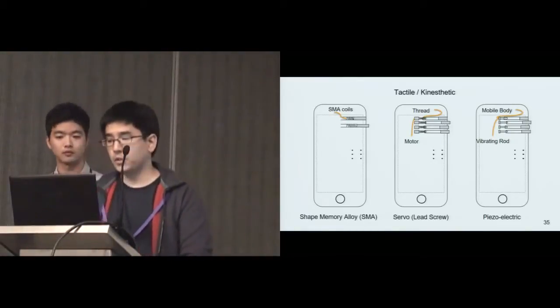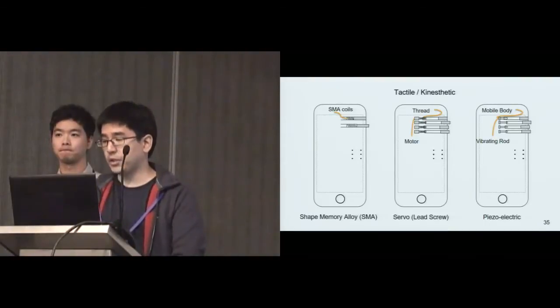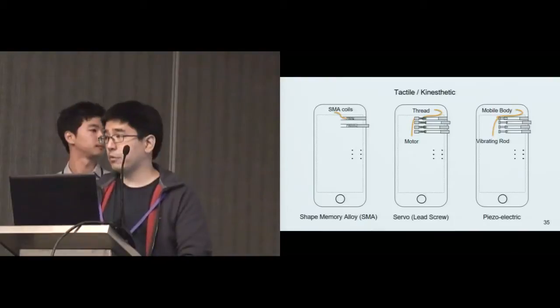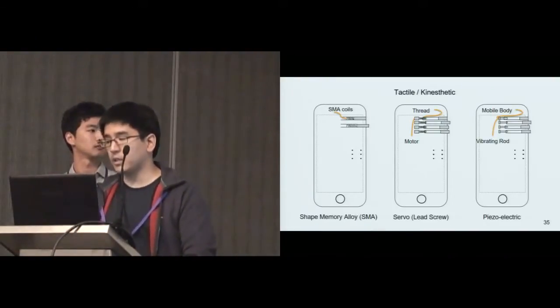Another option is to have a servo motor that has a lead screw mechanism in it. And lastly, the piezo actuator can be considered, which uses the time difference control with the friction between the vibrating rod and the mobile body. The last 3 actuators can be used for tactile and kinesthetic interaction.